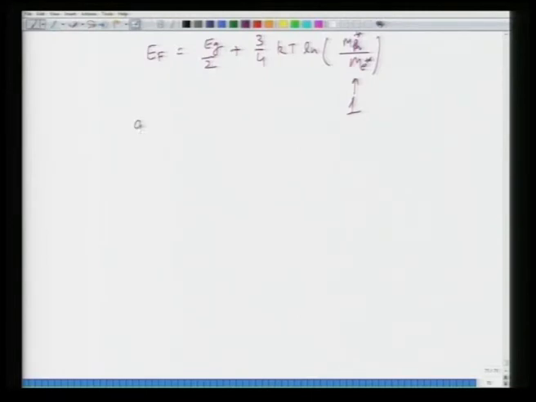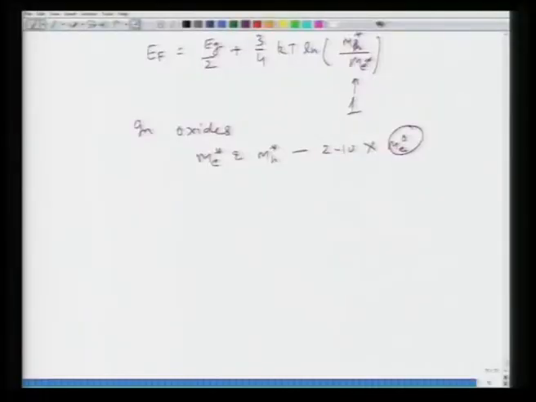But typically in oxides, your effective masses are about 2 to 10 times Me naught, the free electron mass. You know that the atomic density of solids is roughly 10 to the power 23 per centimeter cube. So the density of states is about 4 to 5 orders of magnitude lower than in semiconductors. This gives you an idea about the density of states value in the oxides.